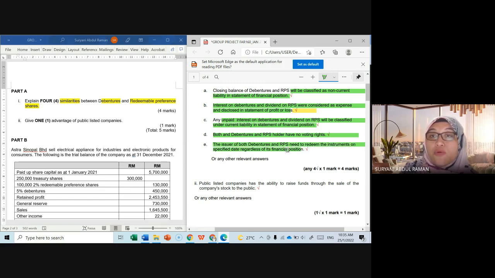If you provide any relevant answer, it is also considered as correct, so you can get marks. You may look at your group work. I can see that some answers are more or less the same as other groups.